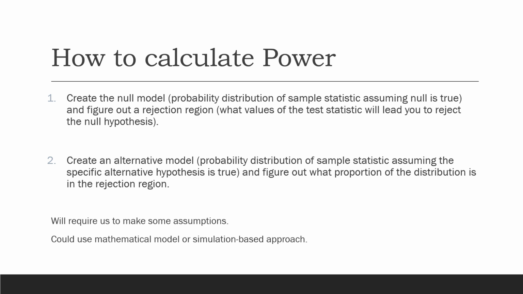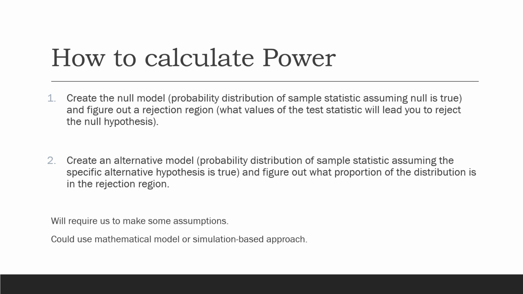So when we want to calculate power, there are two major steps that we have to do. The first one is to create a null model. A null model is a probability distribution of our sample statistic, assuming that the null hypothesis is true. Once we have that distribution, we use it to figure out a rejection region. That is, what values of the test statistic would lead us to reject the null hypothesis.